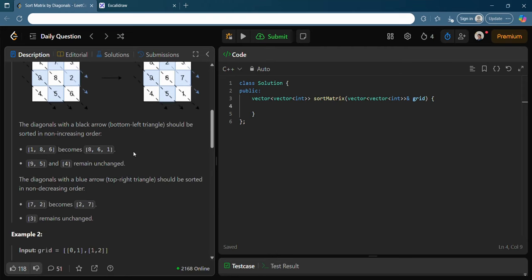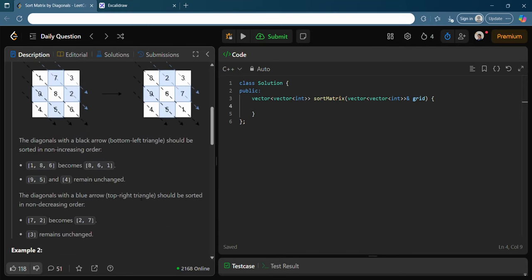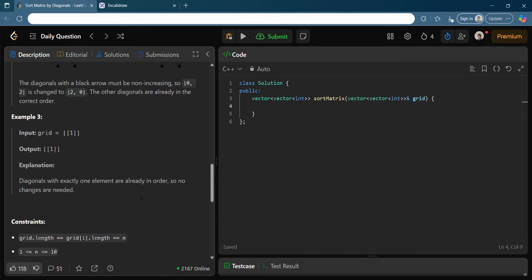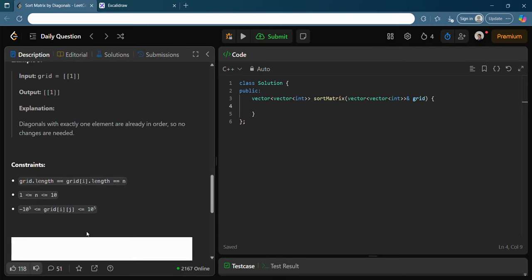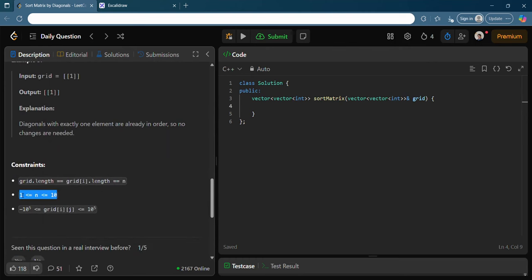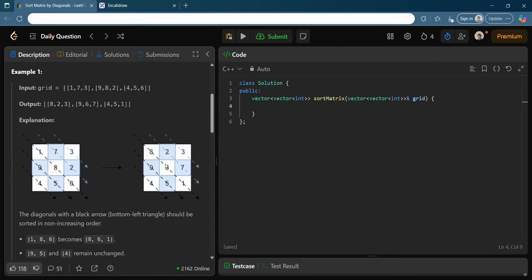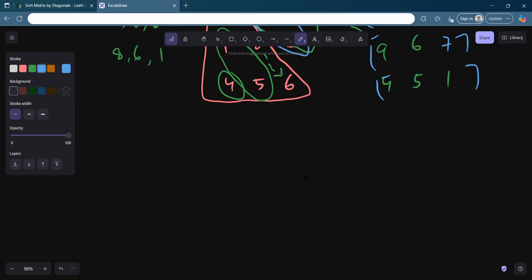So you just need to simulate how to traverse through the diagonal elements, and that is all you need to do in this problem. And the constraints are really less. I don't know why they have given such small constraints, but yeah, I hope the problem statement is now clear to you.